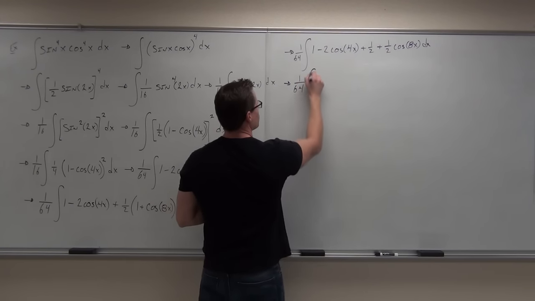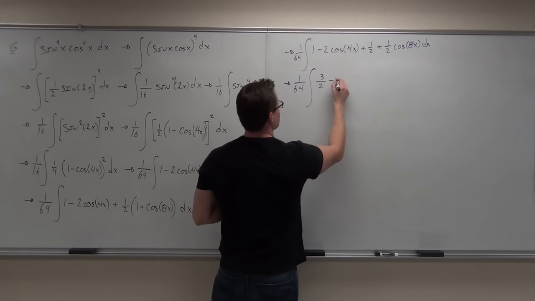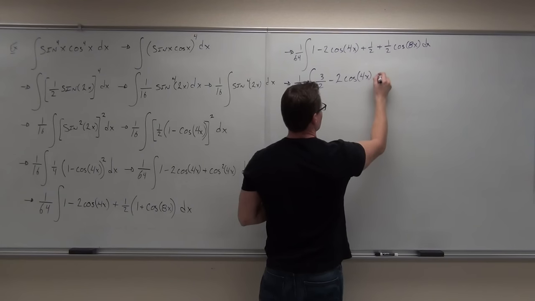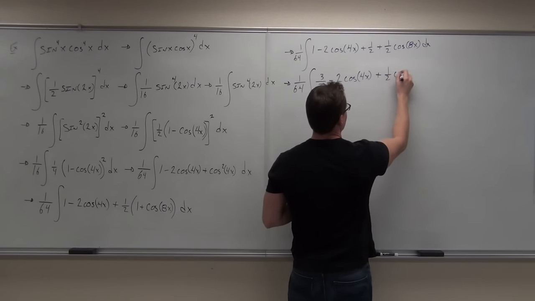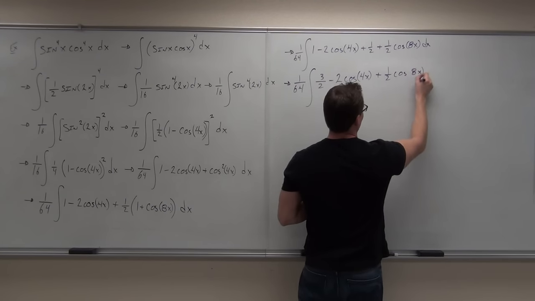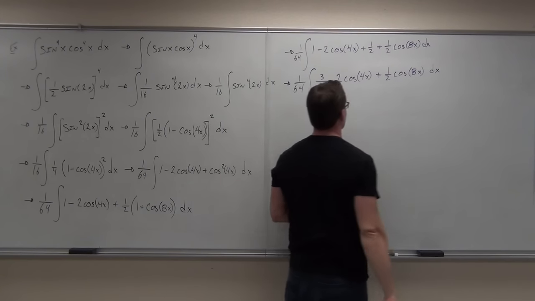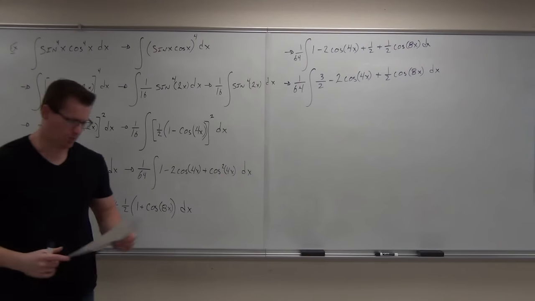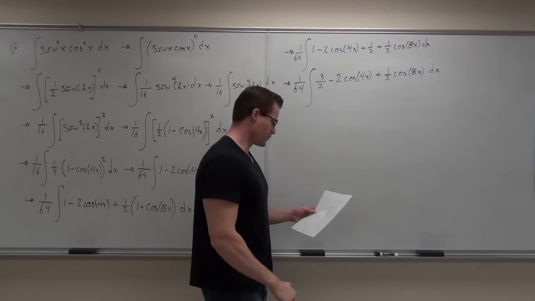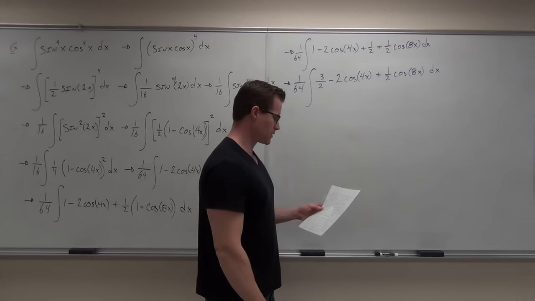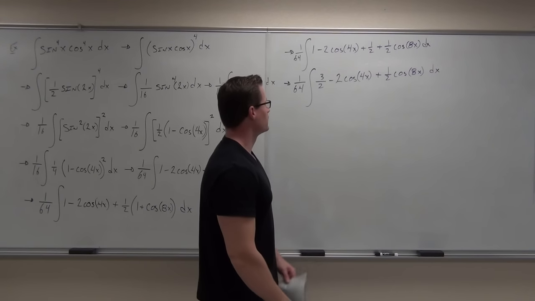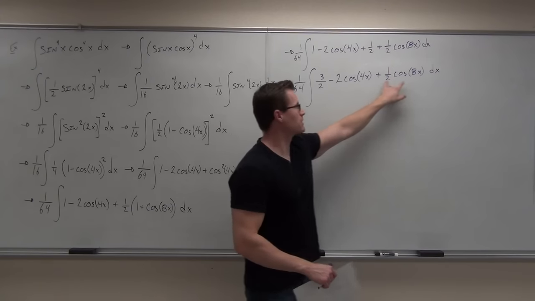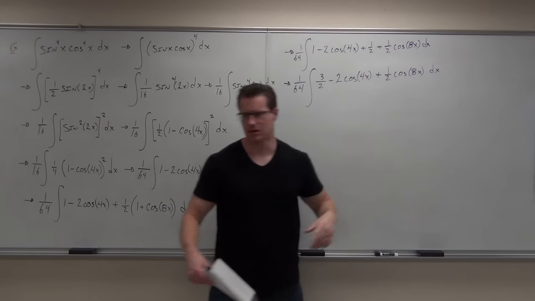So 1/64th, we got 3 halves minus 2 cosine 4x plus 1 half cosine 8x dx. My goodness, that's a lot of junk. I want to make sure that we're all good to go. Do you guys feel okay on what we've done so far? Yes, no? Yep. Okay. Can we integrate that little piece? Yes. This one? This one? The same thing. Let's integrate.